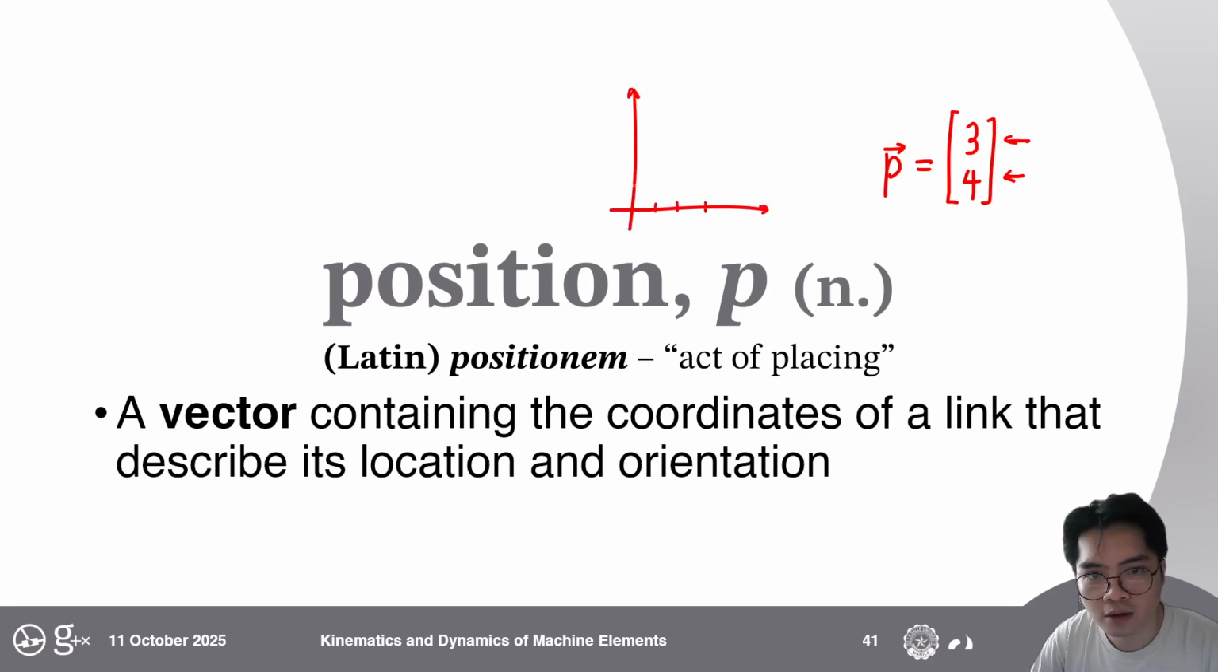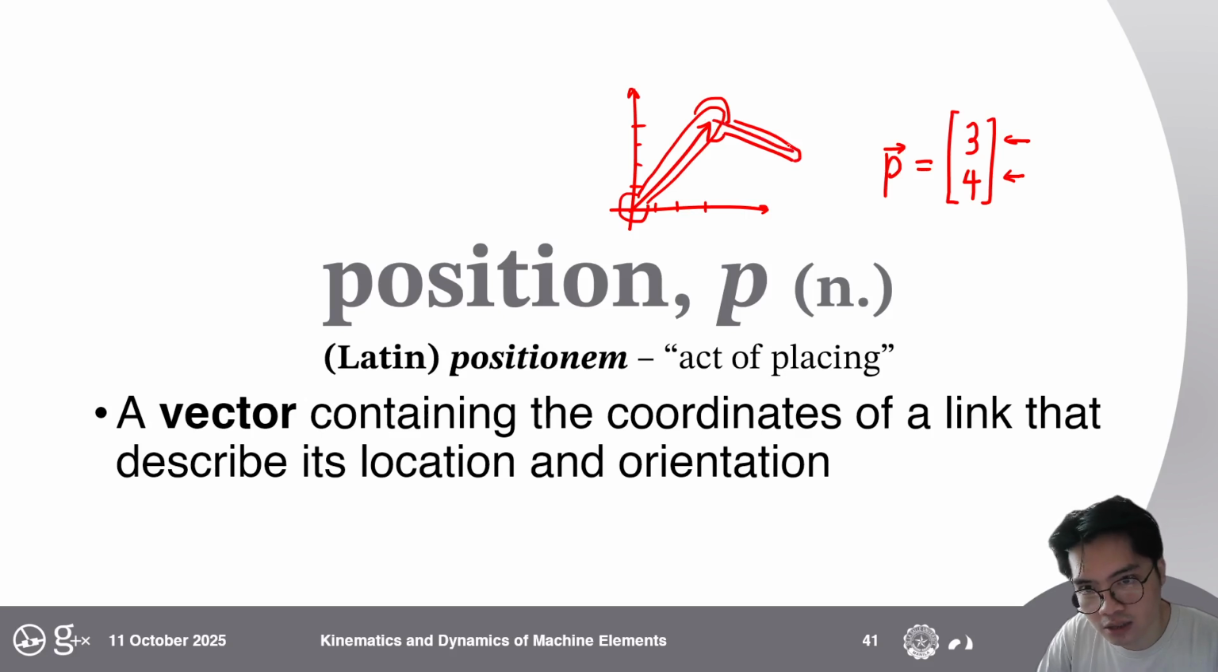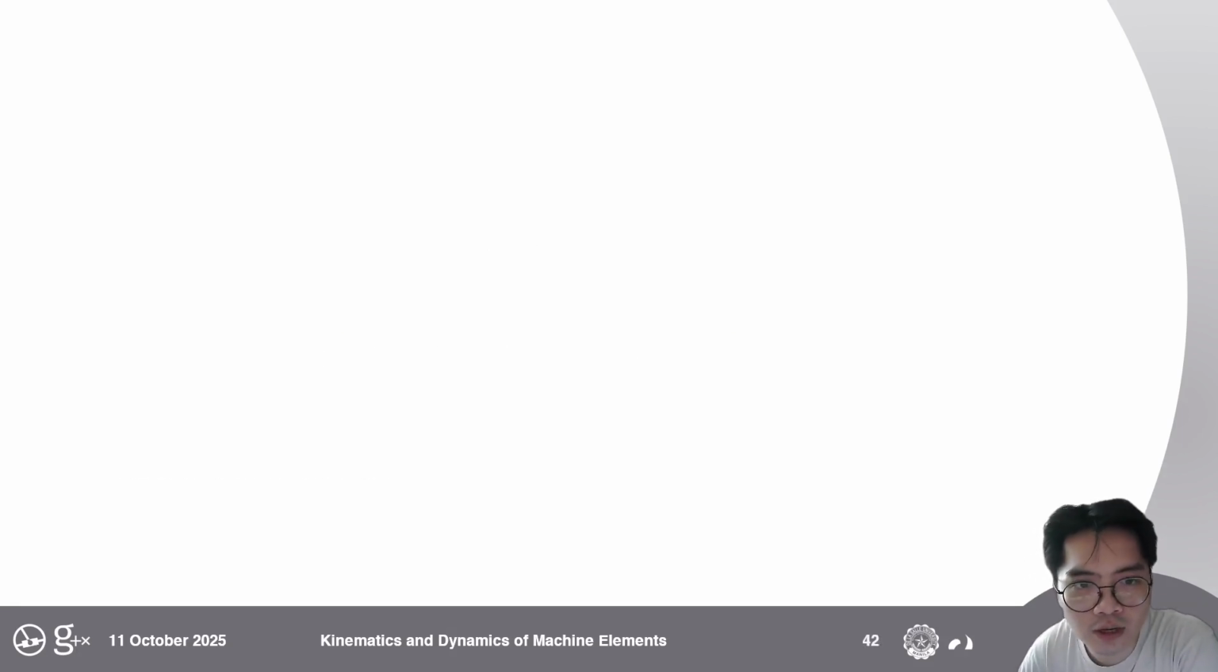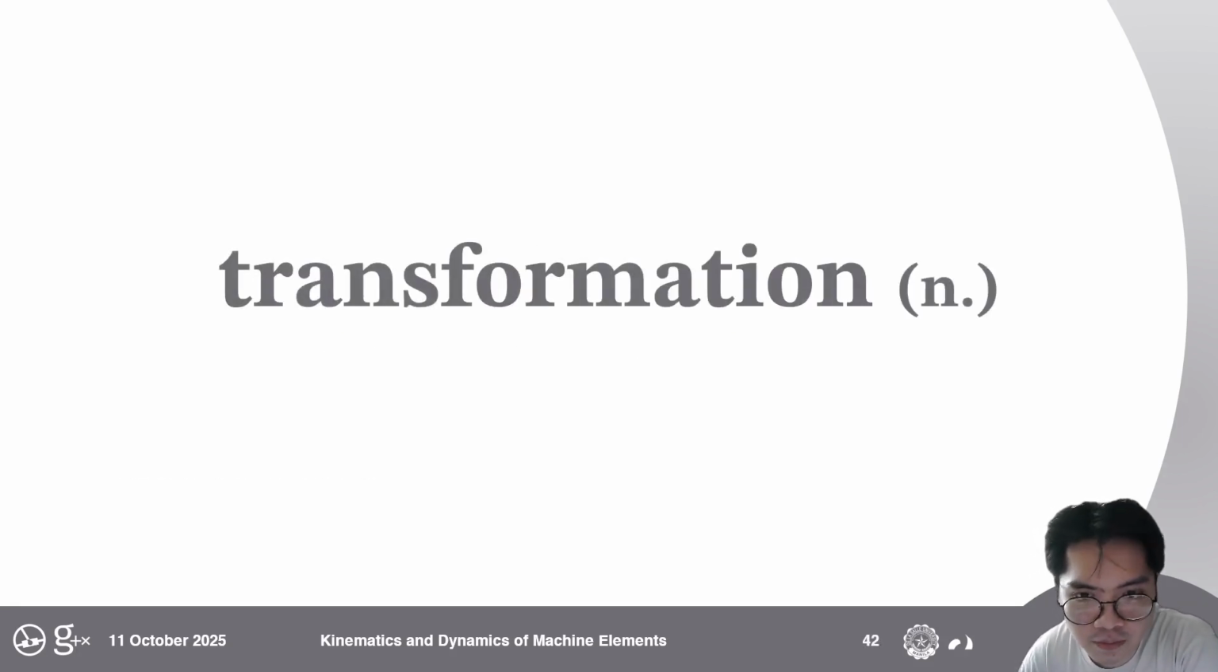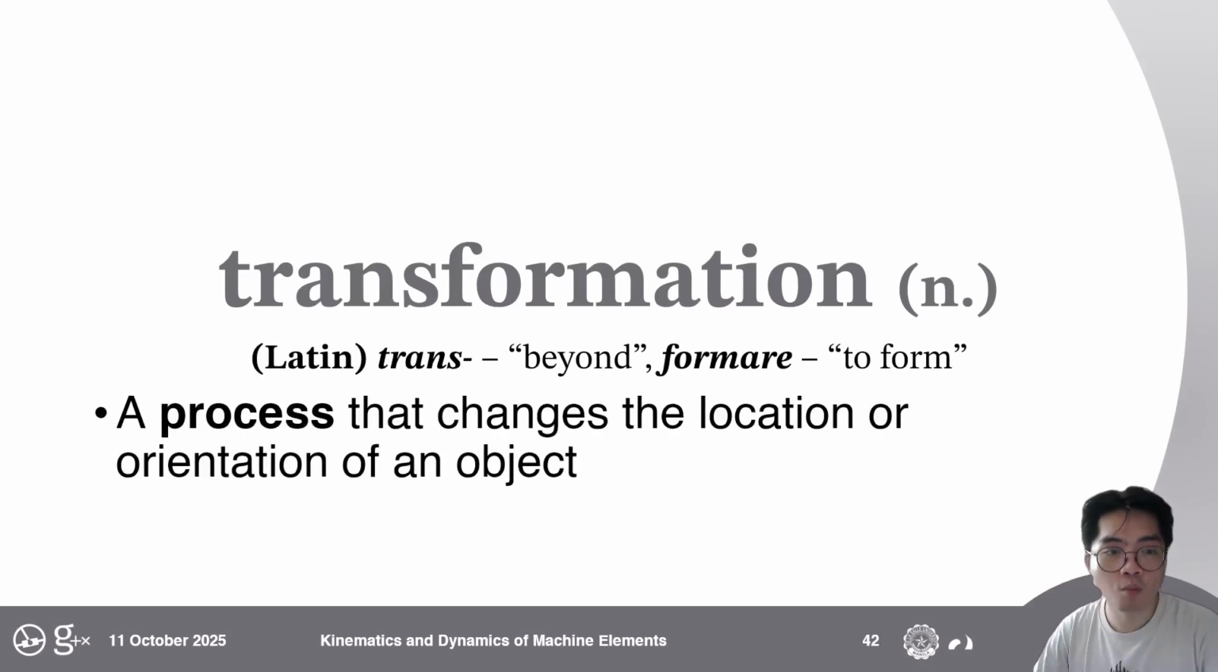1, 2, 3, 1, 2, 3, 4. Your position is something like this. So maybe it corresponds to a link that is like this, right? And maybe another link is like this, so it looks like this, and so on and so forth, right? And how are we able to move these things? They can move based on what we call transformations. Transformations literally just take you from one location of an object to another location or another orientation, right?